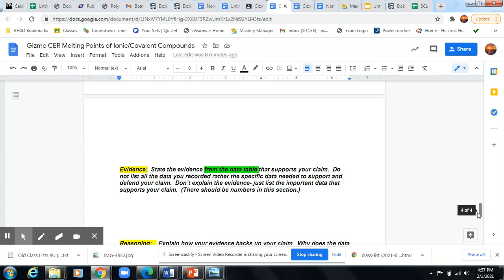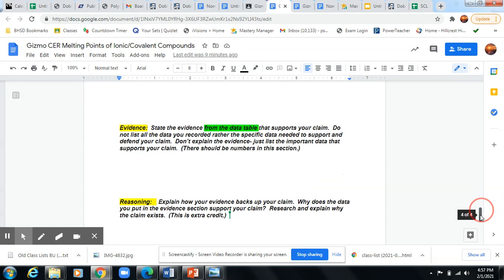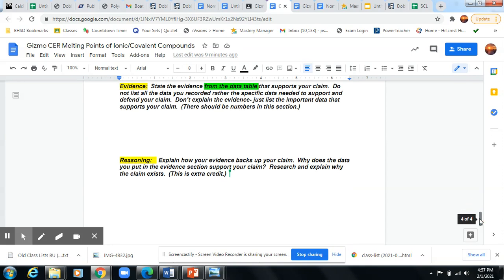You're just listing the evidence. You're just listing the data. There should be numbers in this section. Okay, don't say anything like, look at the table above, or as you can see from my data. No. I need to actually see the numbers in this evidence section. Okay, then the last part is the reasoning.